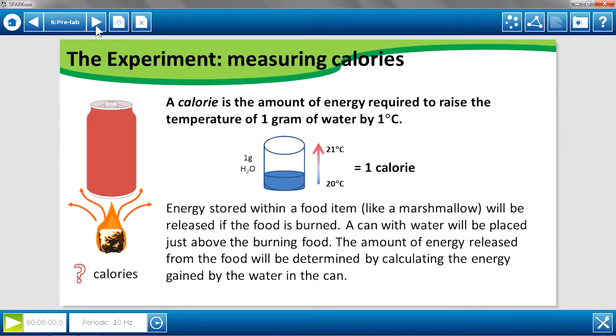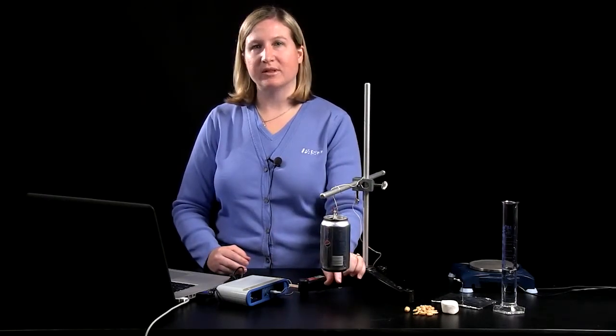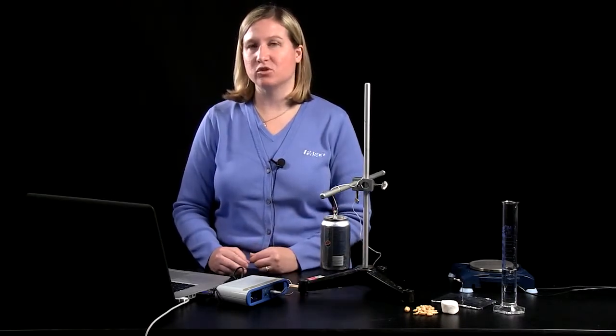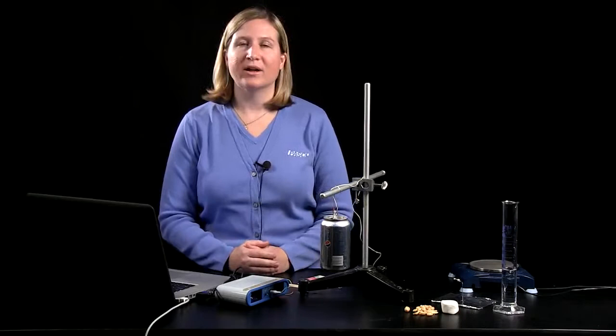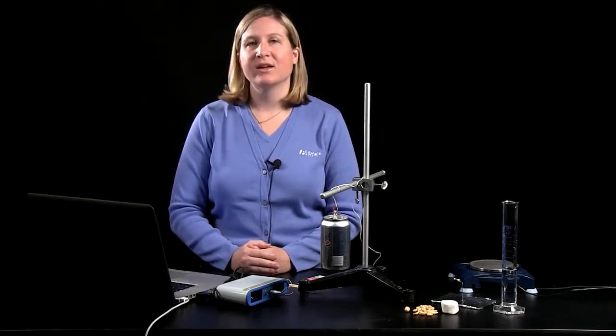So the experiment for measuring calories involves water being placed into a can. We're going to place a food item directly below that can and allow that food item to burn, transferring its energy to water within the can. Water is a good substance to heat. It makes the calculations really easy.